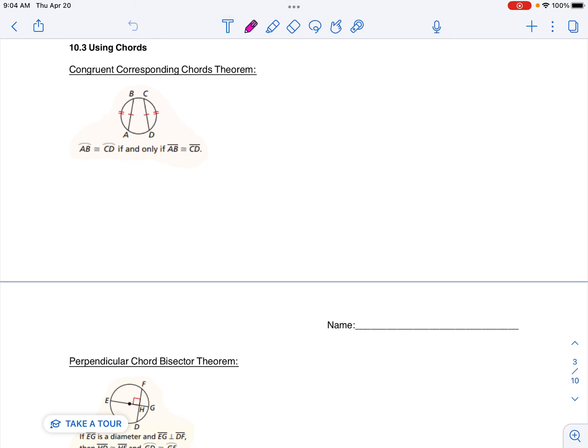We're going to be using chords today in 10-3, and then we'll also look at 10-4 together, but I will do a 10-3 separate than a 10-4. So the first thing, we got to talk about some theorems here.